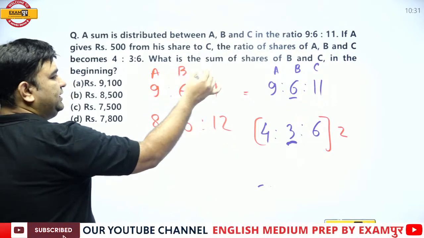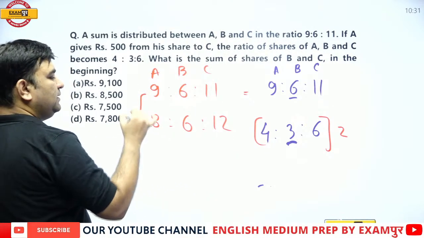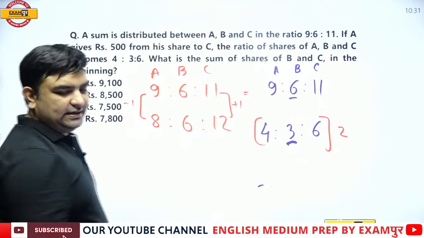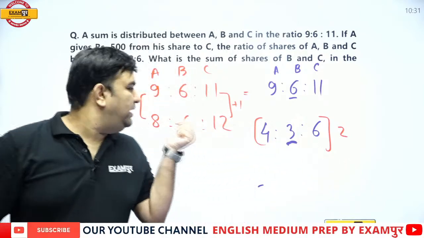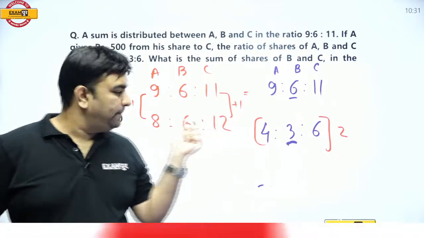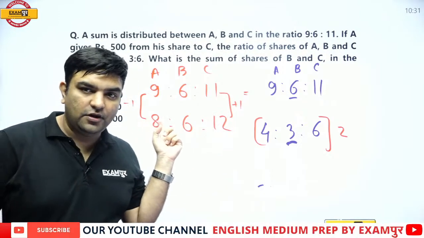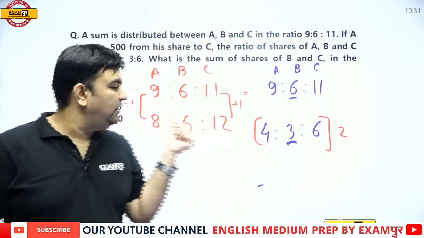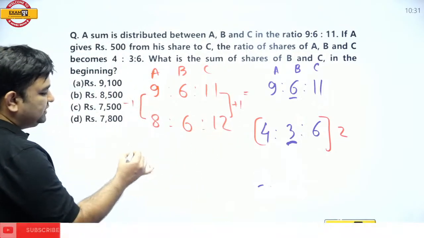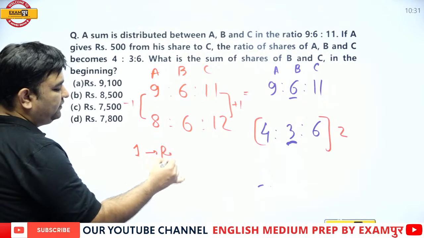So A's share is decreasing by 1 and C's share is increasing by 1. That is that 500 only. So A is giving 500 and C is receiving 500. So this minus 1 or plus 1 is equal to 500. So this 1 is equal to rupees 500.